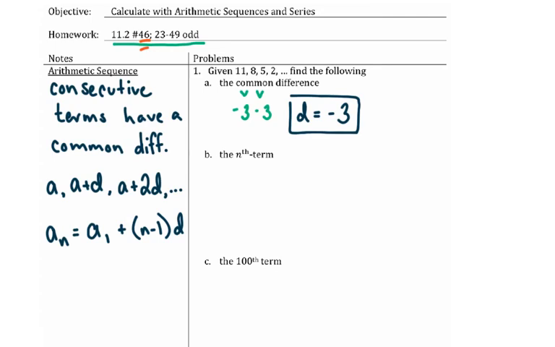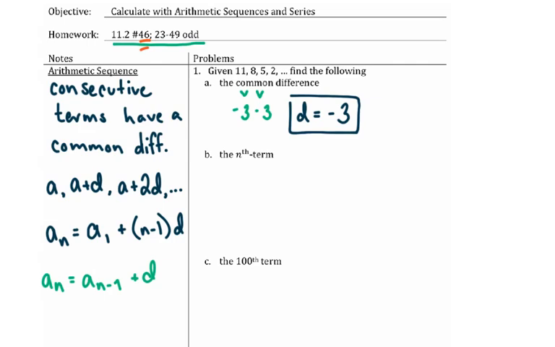You can also write it using recursive notation if you're interested, which would just be that the nth term is equal to the last term plus that common difference. But you're not going to see that as common. I just wanted to review recursive notation.